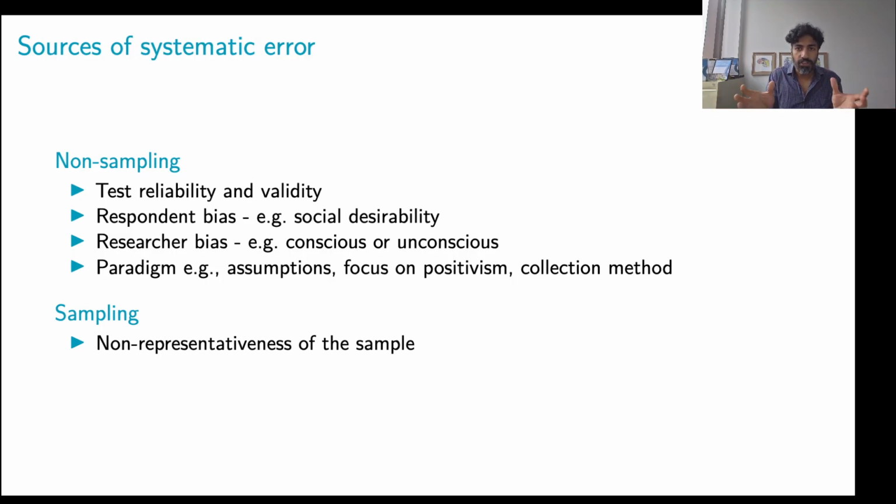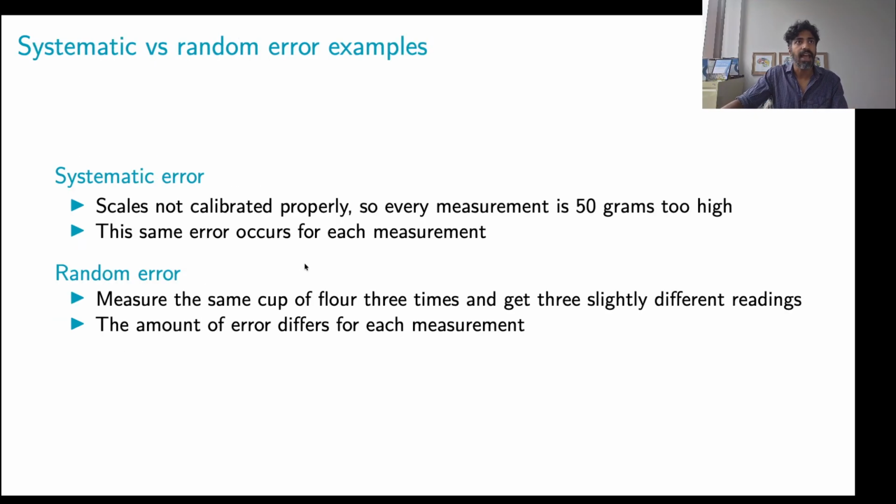So researcher bias is good to be aware of, but also we try to design it out where possible. And then also paradigms that can influence it, for example, assumptions that people have, the focus on positivism, and collection methods. All of these factors can influence systematic error. And in terms of sampling error, this could be non-representativeness of the sample, which can produce that systematic error you see, because you're skewing the data based on the sample that you have.